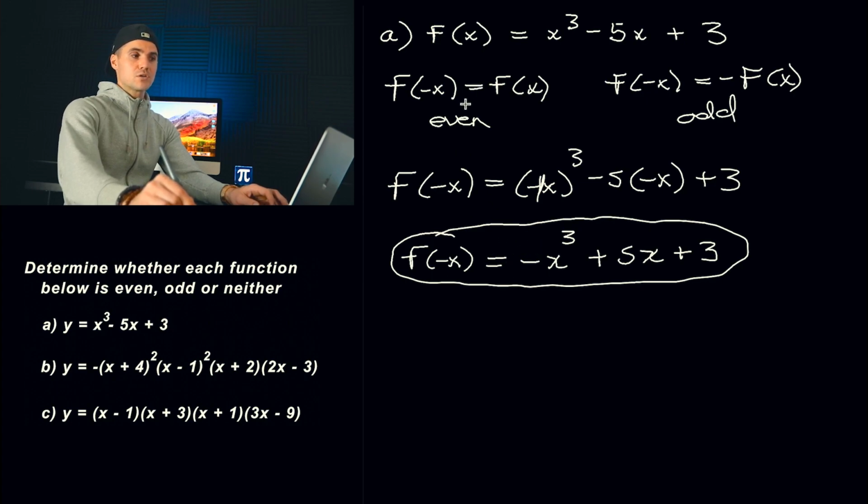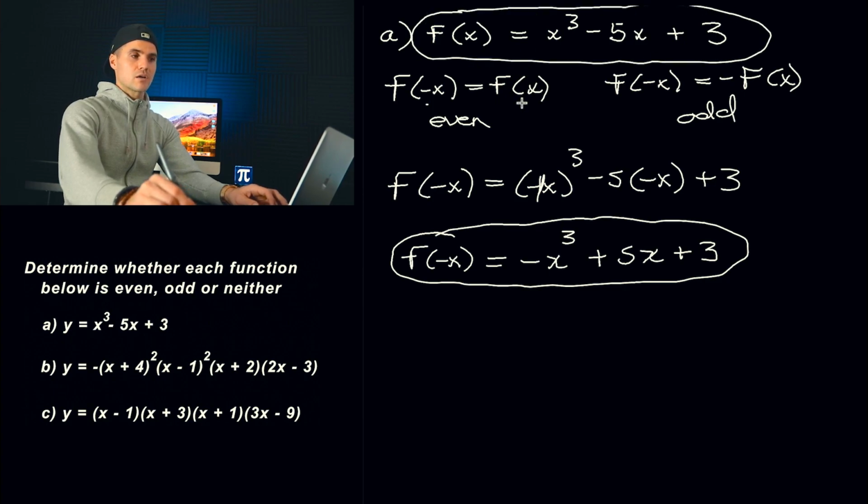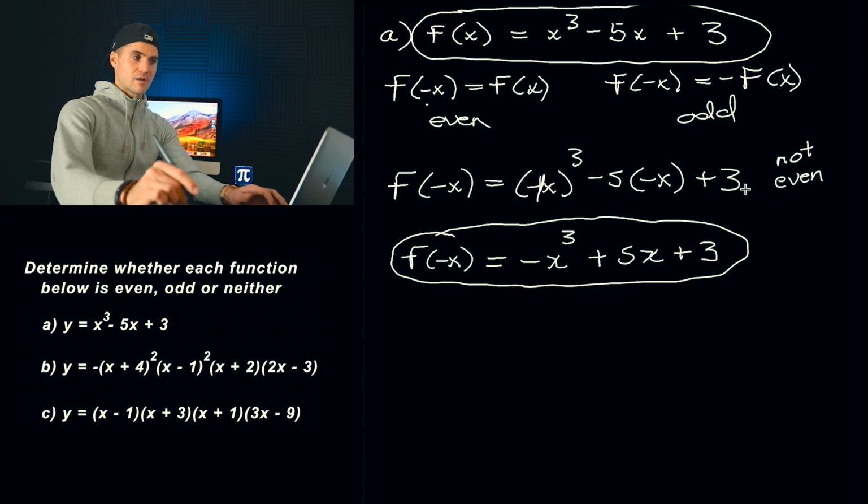Now, first check we do is: is f of negative x equal to the original function, f of x, right here? Well, is it? No, it's not, right? We got x cubed minus 5x plus 3. Here we got negative x cubed plus 5x plus 3. So these are definitely not the same polynomials. And so just from that alone, we know that the function for sure is not even.